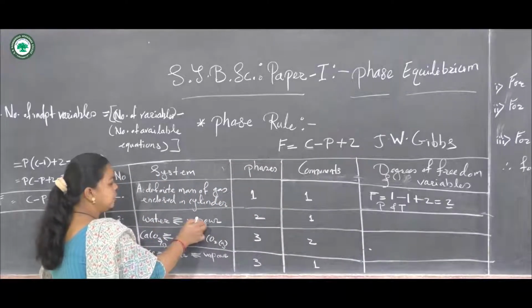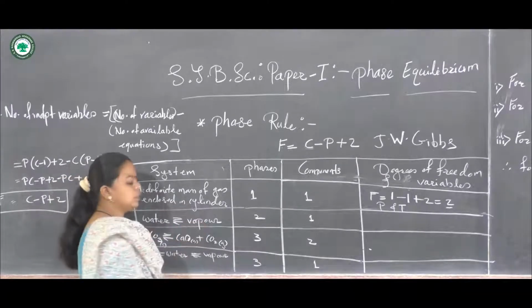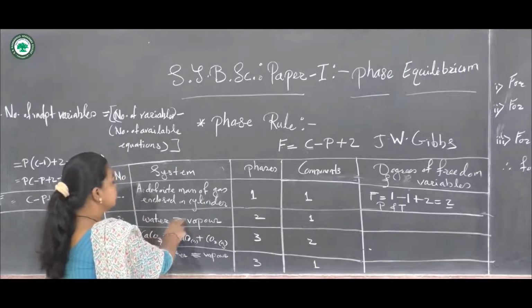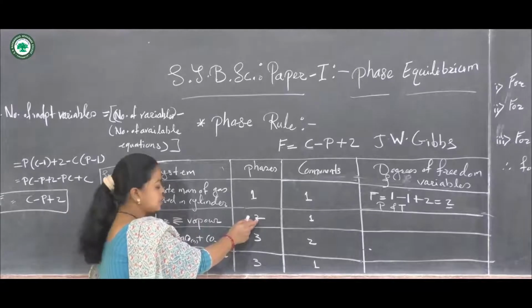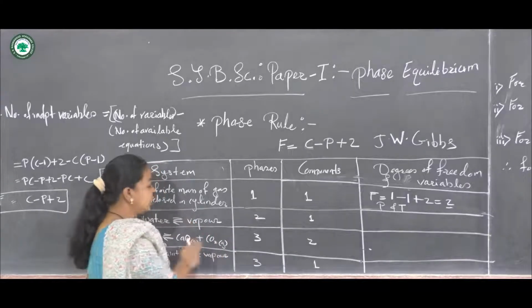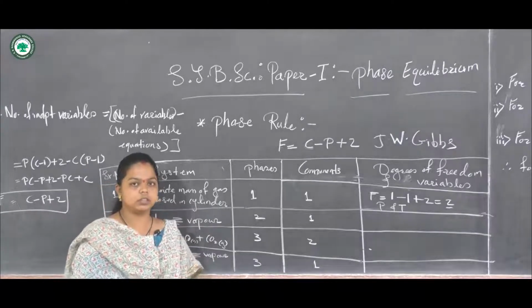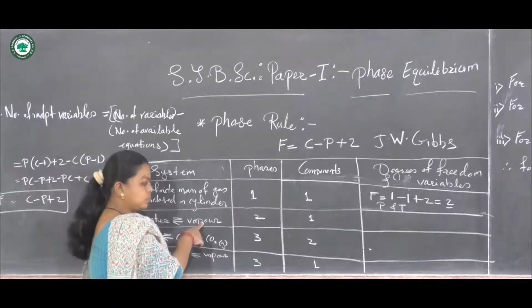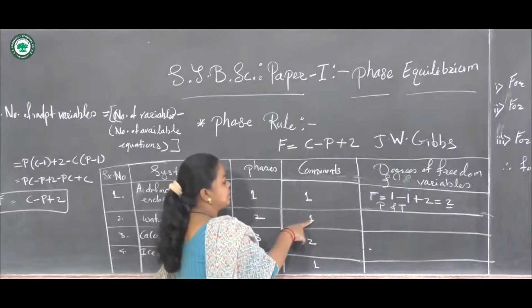Now let us consider the second example. Water is in equilibrium with water vapor. Here vapor is present in the gaseous state and water is present in the liquid state, so 2 phases are possible. Two phases are given, but the chemically distinguishable species is only one, H2O, that is water. H2O is present in the liquid state as well as the vapor state, so only one component is present in the system.